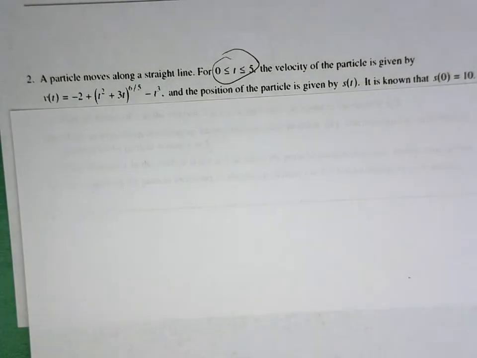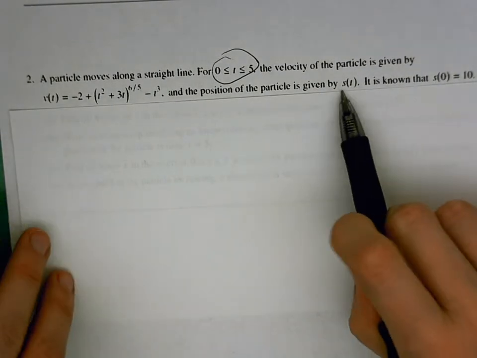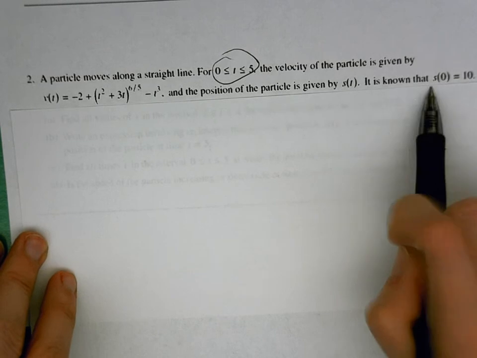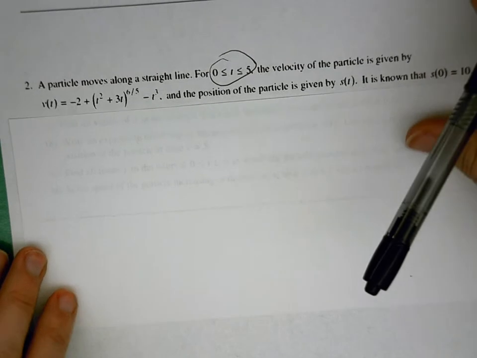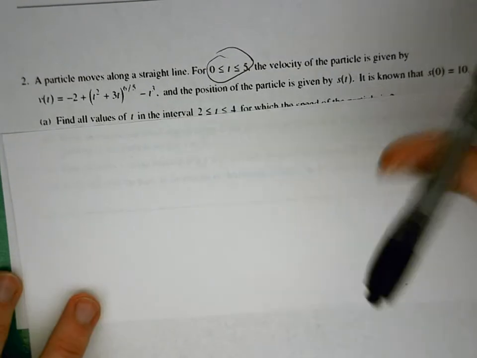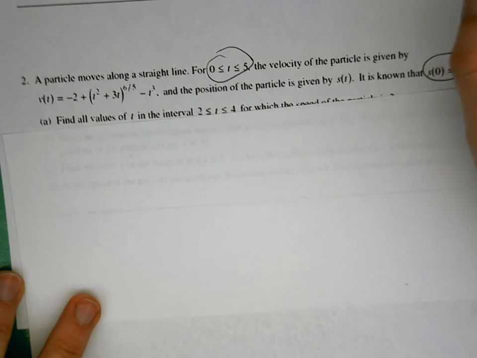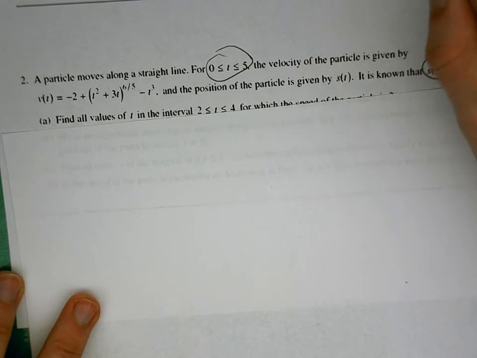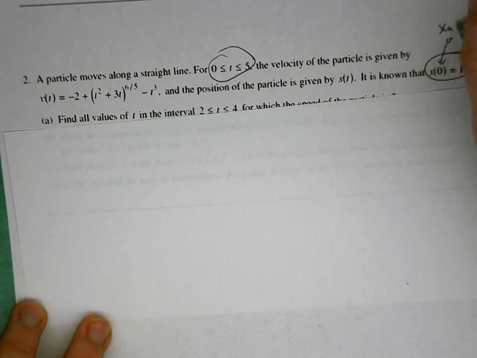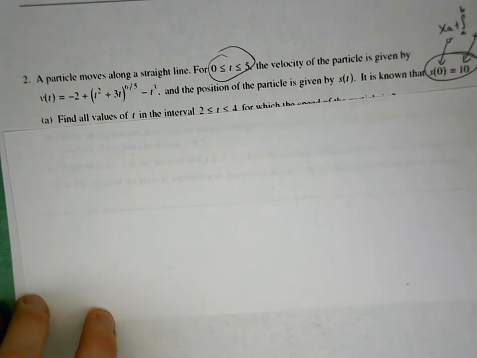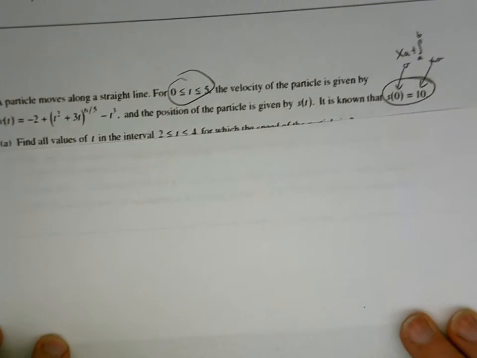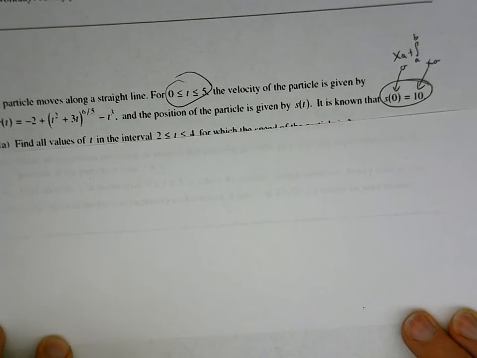Okay? And the position of the particle is given by s of t. It is known that at t equals 0, my position is 10. So I've got here, right, I'm already thinking, okay, x sub a and a potentially, if I need to use this formula, the x sub a plus the integral from a to b for some reason.